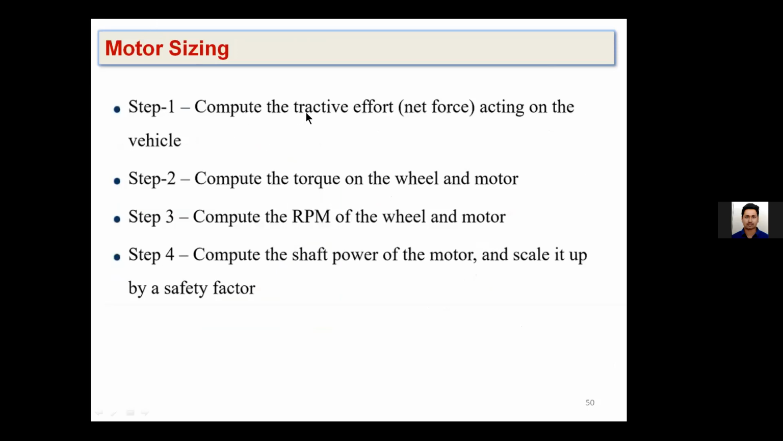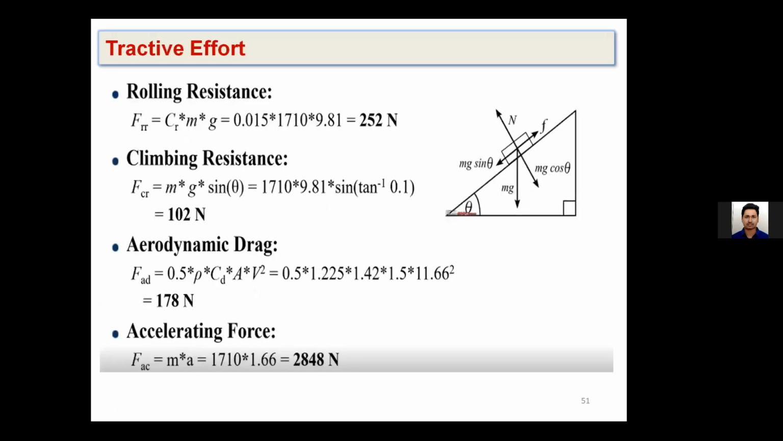Step one is to compute the overall tractive effort, or the net force that is acting on the vehicle. So from the load point of view, we can calculate these things. Compute the torque on the wheel and the motor. Compute the RPM of the wheel and the motor. And from that, we can calculate the overall shaft power of the motor and scale it up by a safety factor. So let us start from step one.